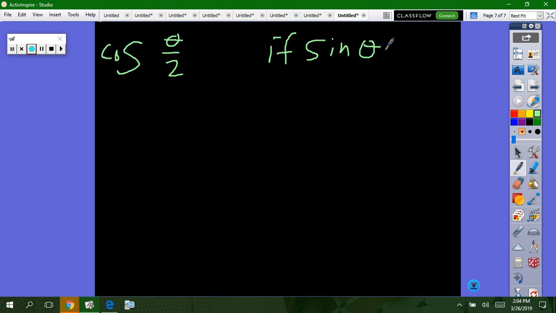So what if I told you I want you to find the cosine of theta over 2 if the sine of theta is 3/5, and theta, actually make it negative 3/5. Theta is between 2 pi and 3 pi halves.